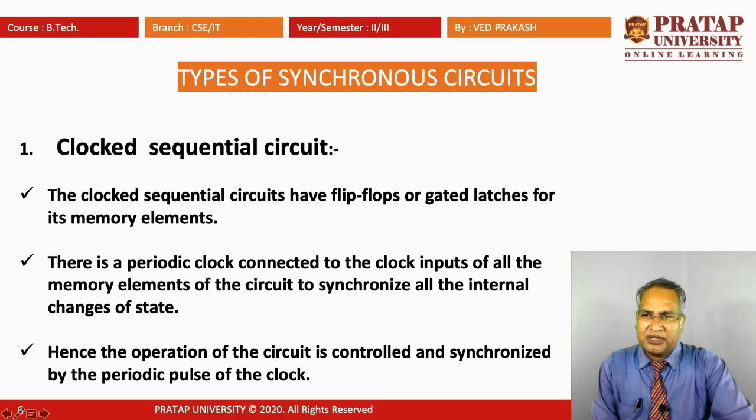Again, synchronous circuits are classified in two categories: clocked sequential circuits and unclocked sequential circuits. In the clocked sequential circuit, flip-flops and gated latches are used as memory elements. There is a periodic clock connection to the clock input of all memory elements of the circuit to synchronize all the internal changes of state. Hence, we can say the operation of the circuit is controlled and synchronized by the periodic pulses of the clock.